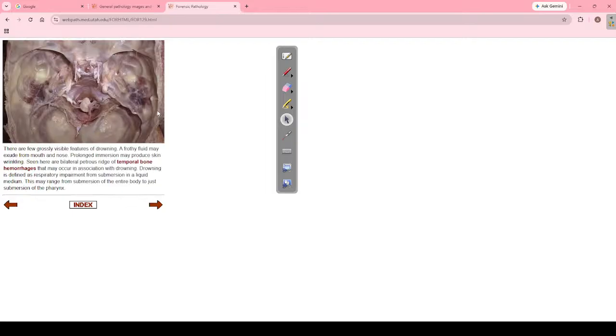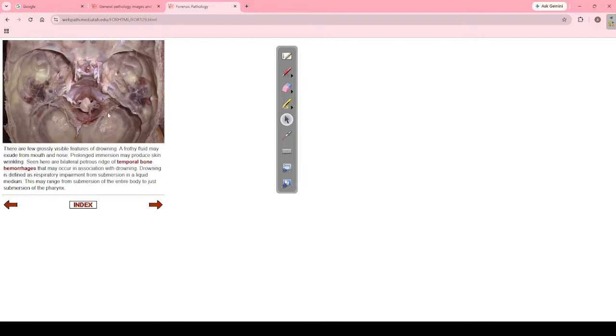Then we have, this is the base of the skull. There are few grossly visible features of drowning. Frothy fluid may exude from the nose and mouth. You can see that in the bilateral petrous ridge of the temporal bone, hemorrhages will occur due to drowning. It is respiratory impairment from submersion or immersion in liquid, with submersion of the entire body or just the pharynx. But a lot of cases are there.